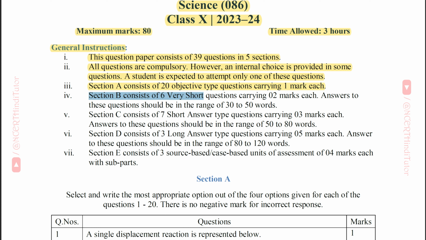Section A consists of 20 objective type questions carrying 1 mark each. Section B consists of 6 very short questions carrying 2 marks each. Answers to these questions should be in the range of 30 to 50 words. Section C consists of 7 short answer type questions carrying 3 marks each. Answer to these questions should be in the range of 50 to 80 words. Section D consists of 3 long answer type questions carrying 5 marks each. Answer to these questions should be in the range of 80 to 120 words. Section E consists of 3 source-based, case-based units of assessment of 4 marks each with subparts.